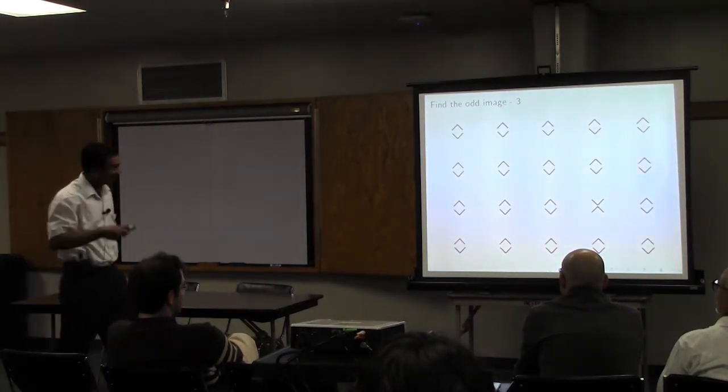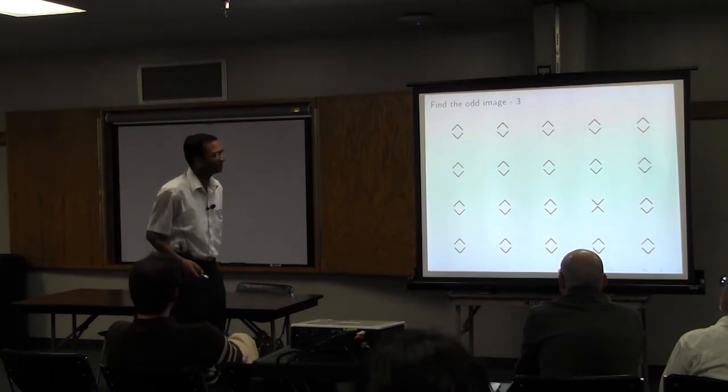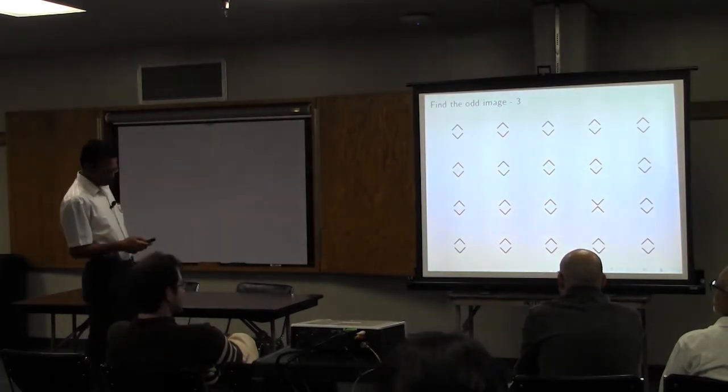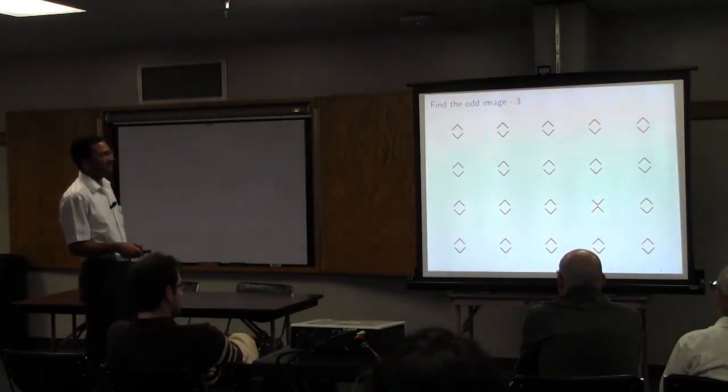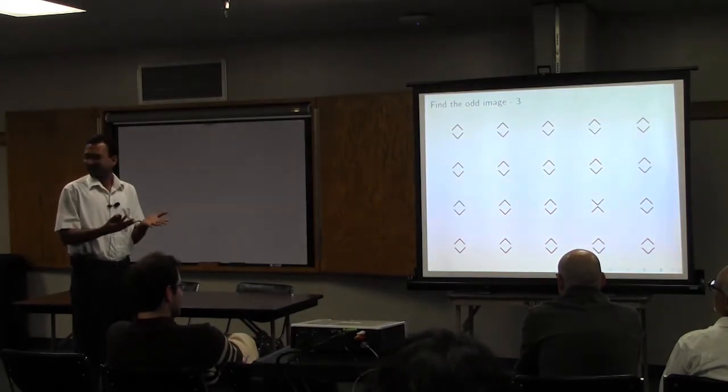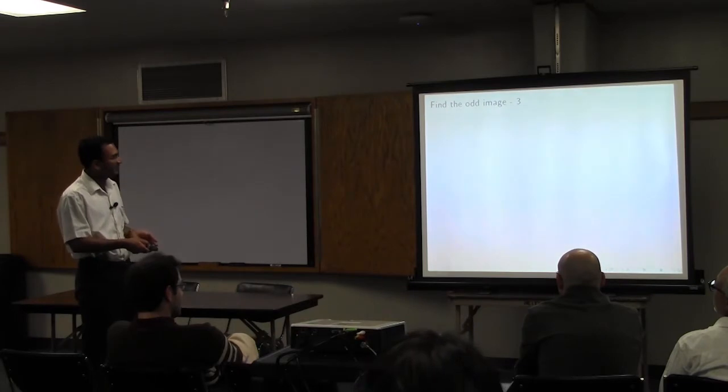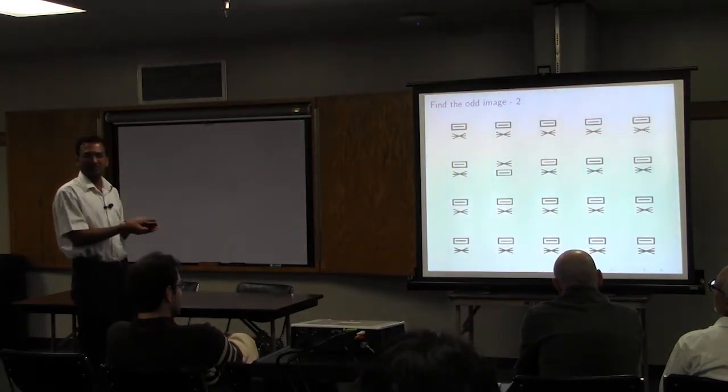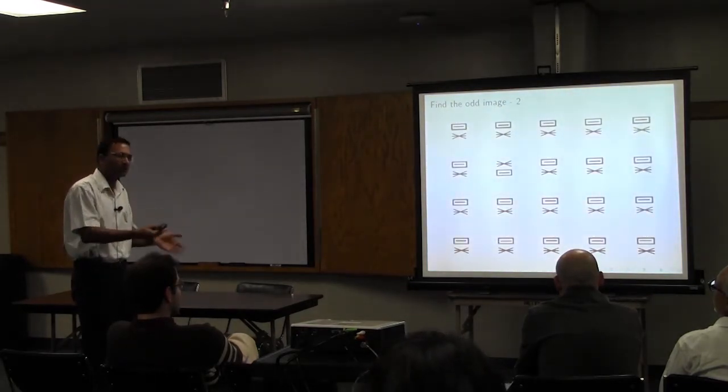Perhaps the reason for this is that the diamonds and the X's are in some sense vastly different. You'll be able to recognize their differences much more easily than in these cases, where you get some artificial images that you don't recognize and you have to look a little deeper.